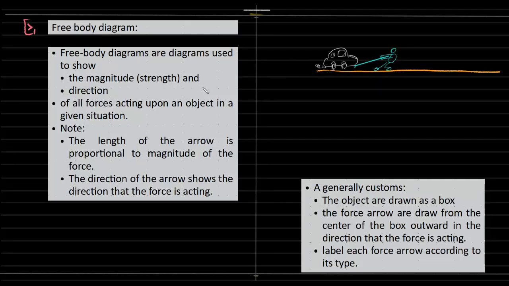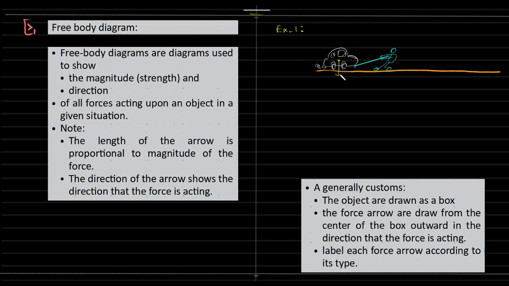90% of the problems and quite a few explanations that we deal with in physics, we represent things by using a free body diagram. What does that mean? Well, I have an example over here. A car being pulled. This is the situation. What are the forces acting on it?